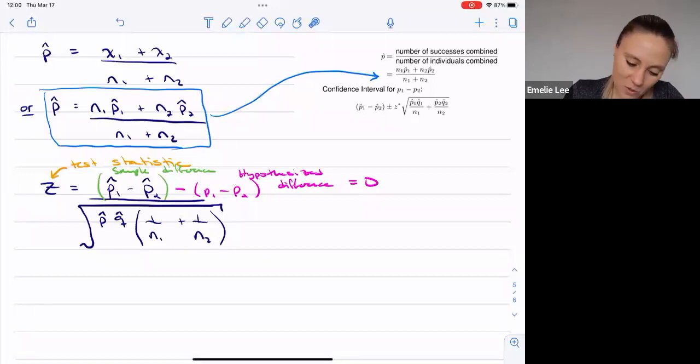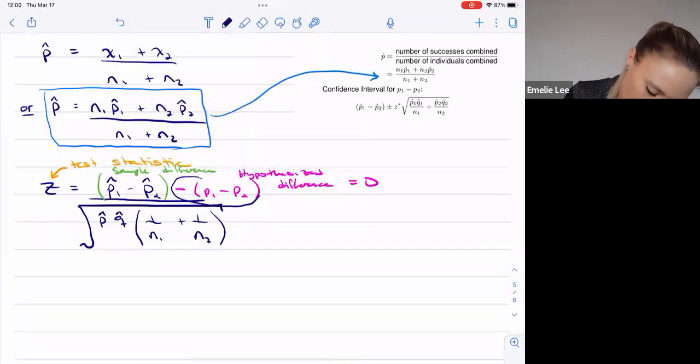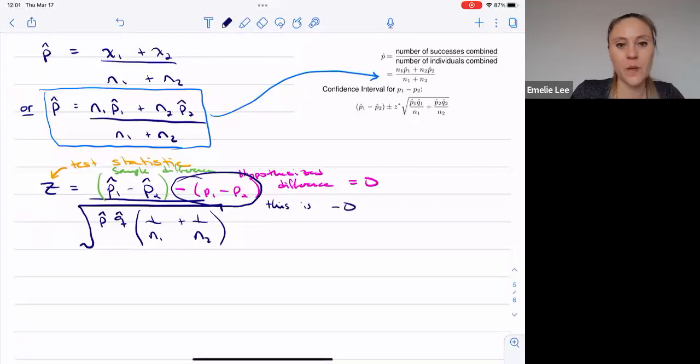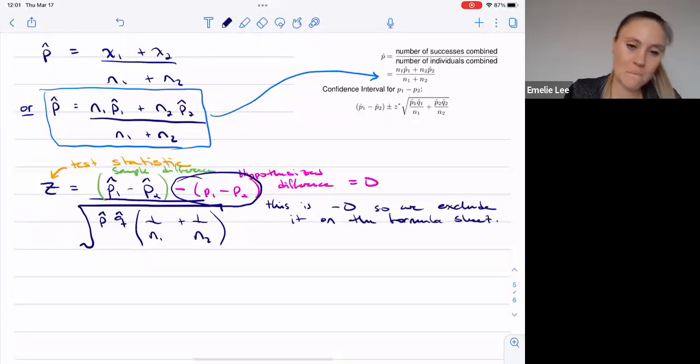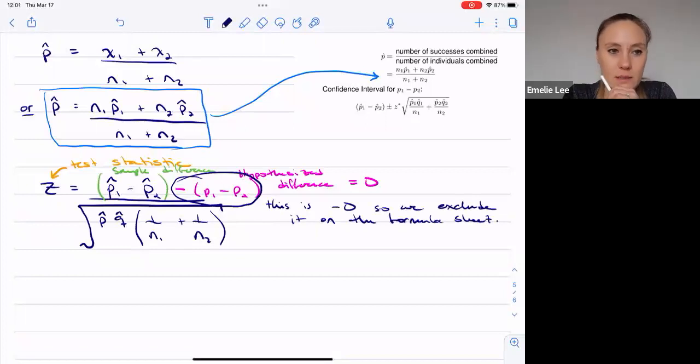Okay, and so that's why this all goes to 0, right? So this is all equal to 0 or minus 0. This is minus 0. So it's not even included on the formula sheet. So we exclude it on the formula sheet. Okay. Because minus 0, it doesn't matter, right?